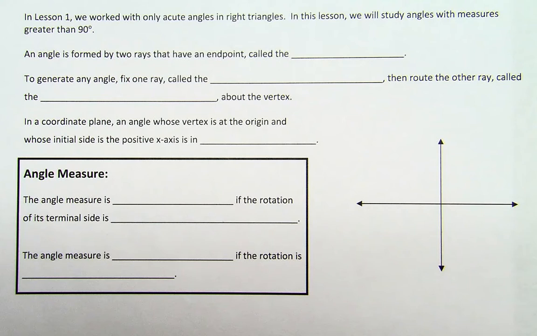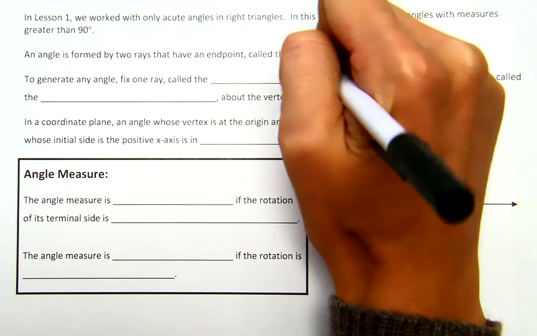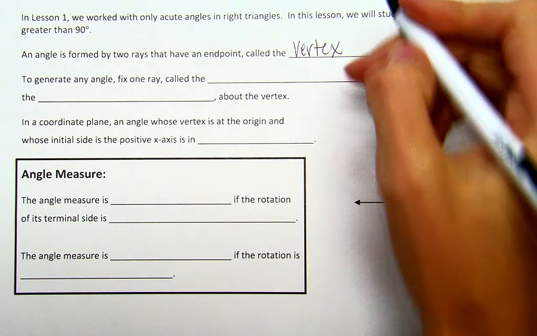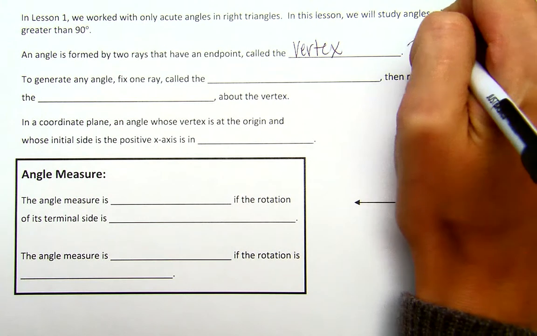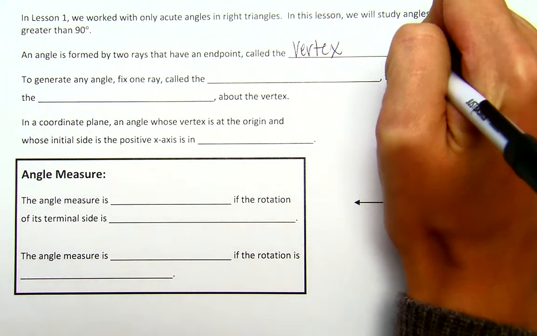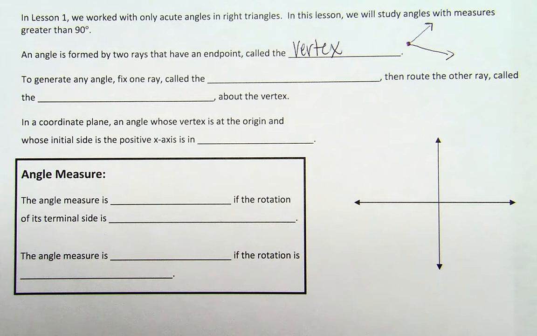So to start us off, there's going to be a couple of vocab words that I want to make sure that we're all on the same page with. The first is, an angle is formed by two rays that have an endpoint called the vertex. Many of you have heard that vocab word before, but I want to make sure that you know that when two rays come together, and two rays are basically just a line with one arrow on the end, the corner or point in which they meet is called the vertex.